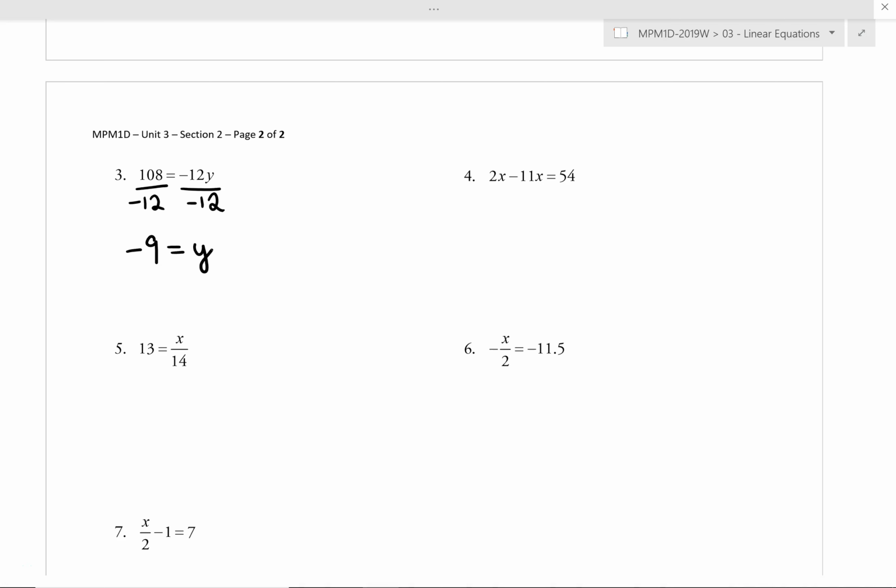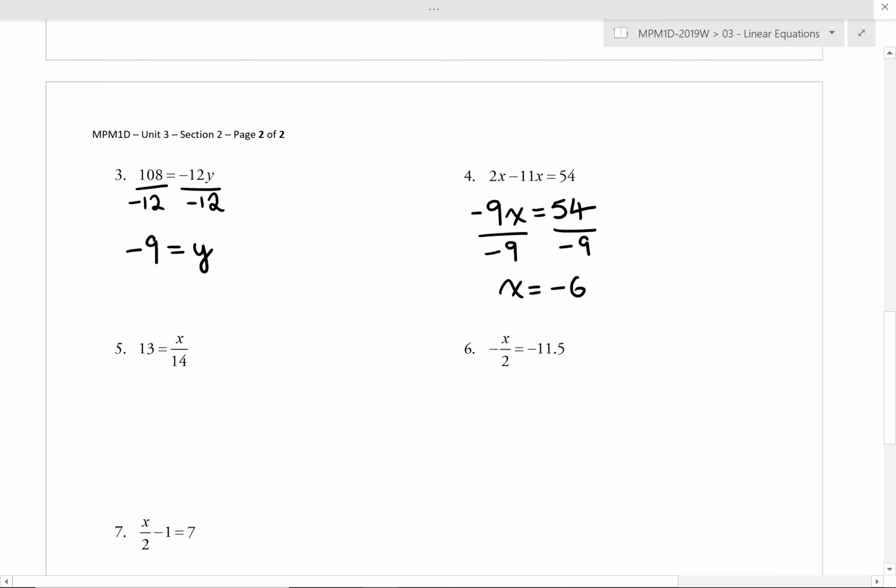How about number 4? Well, this time we have some like terms, right? 2x minus 11x. Well, we can do that. That's just minus 9x. Right, is that equal to 54? And then to solve for x, we need to divide both sides by minus 9. And we get x equals negative 6.